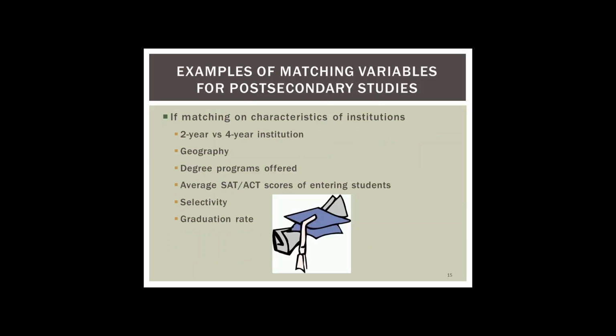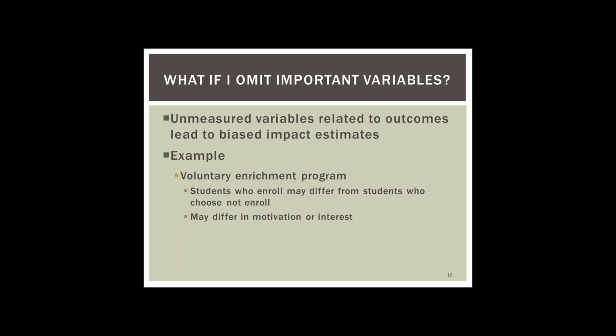If we are matching using institutional characteristics, you might want to get exact matches on institution type, the 2-year versus 4-year institution. You might want to get exact matches on location and the degree programs offered. But then you might also want matches that are not exact but close on things like average SAT or ACT scores of your entering students, selectivity of the institution, and graduation rates of the institution. So those are examples of variables that we can use to match on.